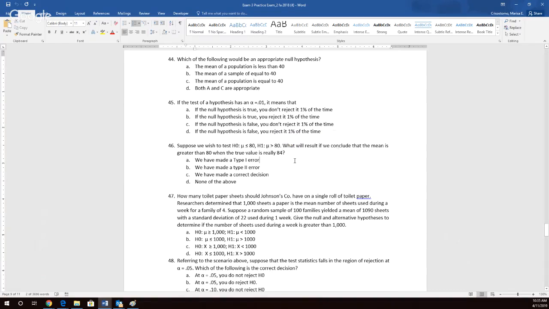But suppose this said something like this. What will result if we conclude that the mean is greater than 80 when the true value is really less than or equal to 80, or even 80? So, if we are rejecting this null when we really shouldn't have, then that's going to be a type 1 error.